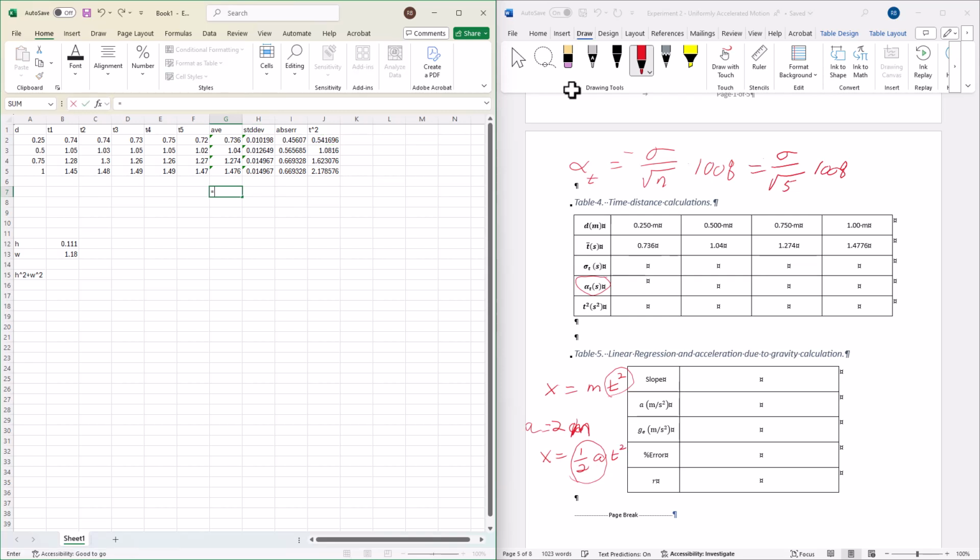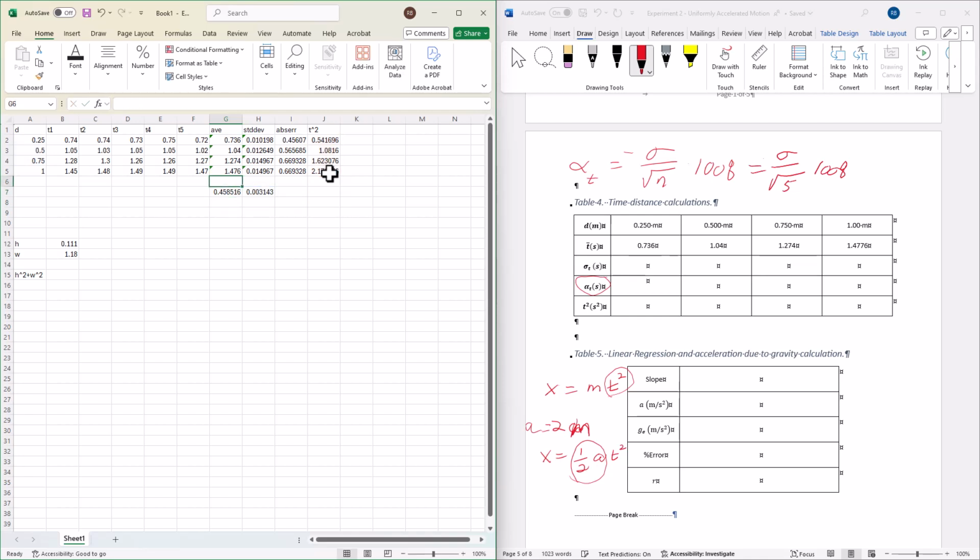Equals LINEST. Okay, that's basically the linear regression function. And we're going to hit parenthesis. And notice what it wants first is the known y's. Well, the known y's are going to be the x. This is y, t squared is x. So we're going to put the distances in for the known y's. We can do that just by highlighting those 4 cells. Hit comma, and now it's ready for the known x's, which will be t squared right here. Okay, there's a few other things that we can do, but this is really all we need to do. Close the parenthesis, hit enter.